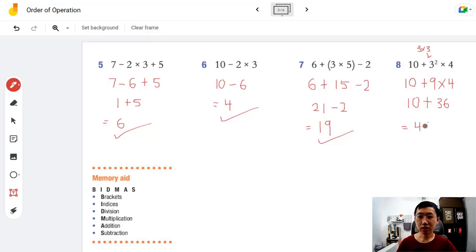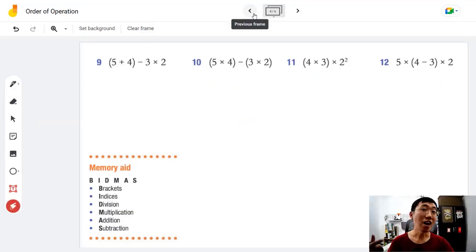That's how you get 46 for number 8. We are halfway there. Comment down below how many questions you got right. Okay, so now it's getting harder already. Let's see question 9 onwards.